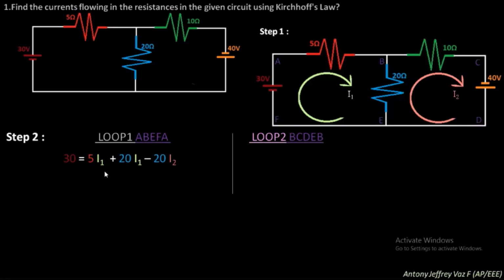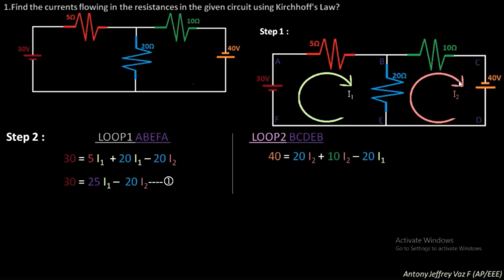Next, we can simplify this equation. We get 30 equals 5 plus 20, that is 25 I1 minus 20 I2, which is equation 1. Next, we are going to move to loop 2, which is nothing but B, C, D, E, B. In this loop 2, you can see the current I2 is flowing. For this current I2, the equation comes like this.